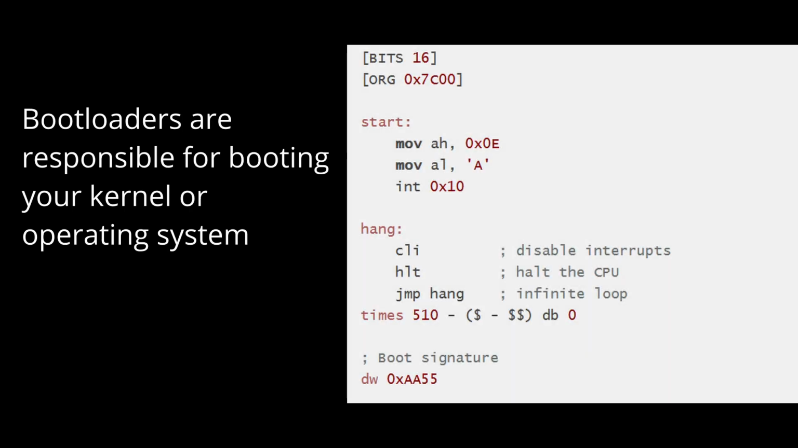So a bootloader is written by the operating system manufacturer, such as Microsoft, and it's designed to load their operating system into memory and then transfer control to it. The code that you see on the right is a very simple bootloader, which doesn't actually boot any kernel into memory. It just uses the BIOS routine to draw the letter A to the screen.